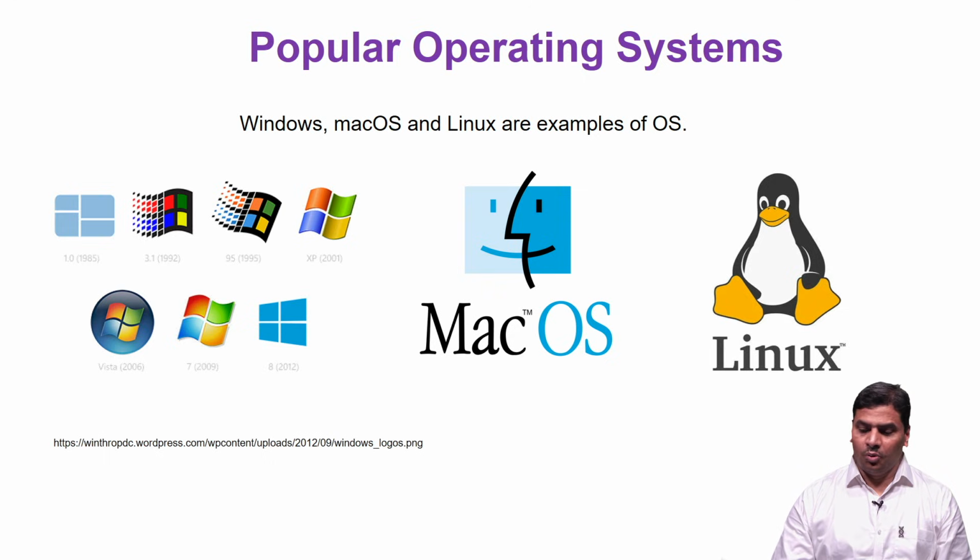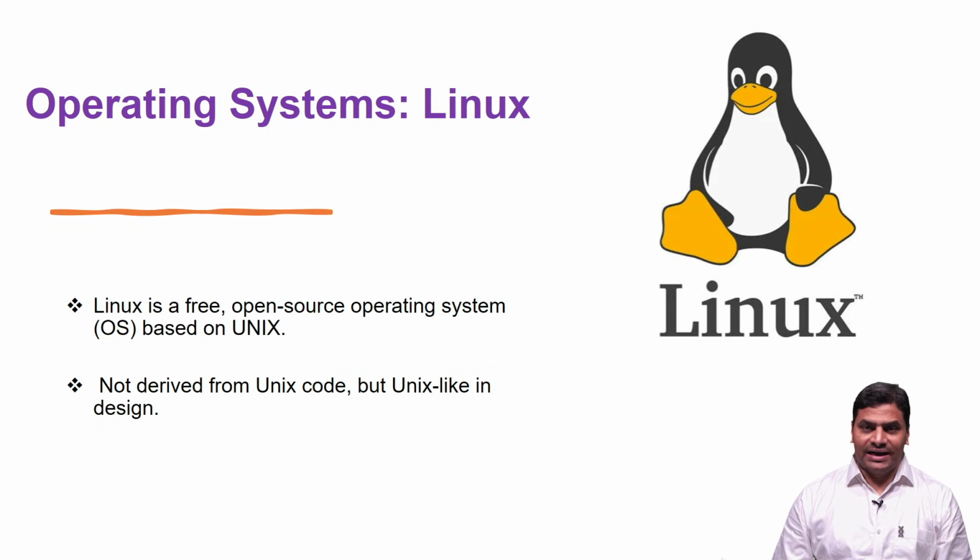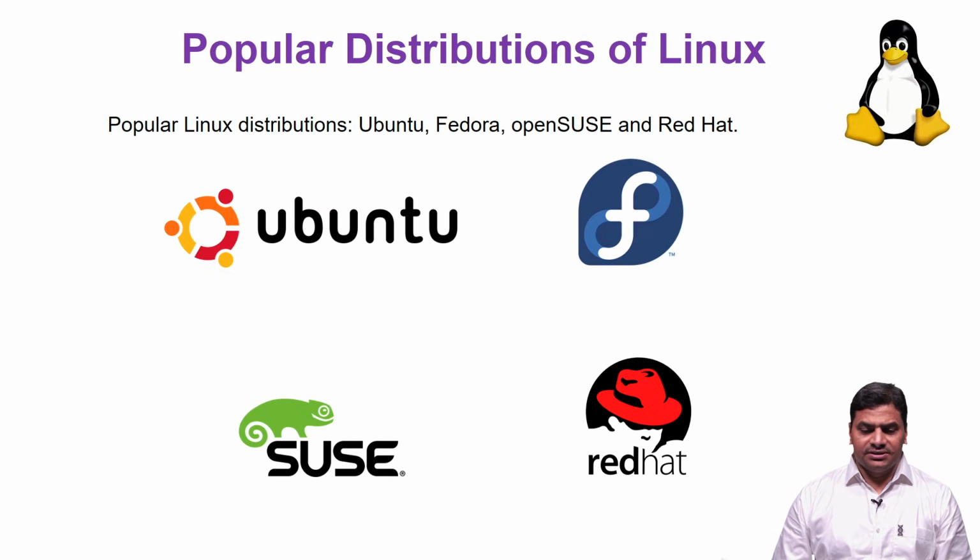Linux is open source software, and it is a Unix-like program. Although it looks like Unix, it is not derived from the direct code of the Unix operating system. You can find different popular distributions of Linux. The most popular distributions I am going to explain are Ubuntu, Fedora, SUSE, and Red Hat.